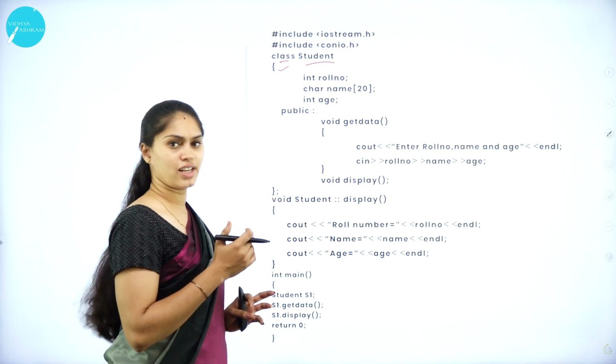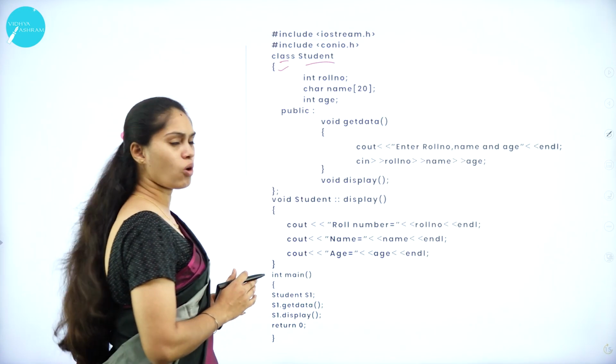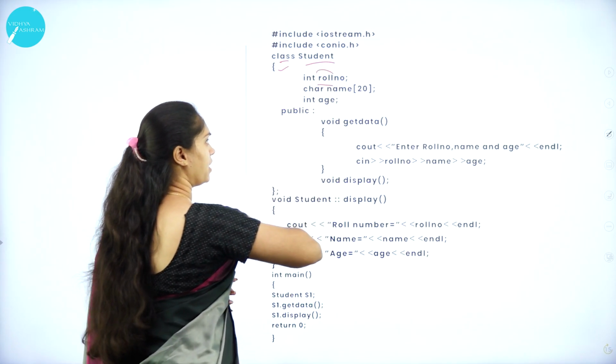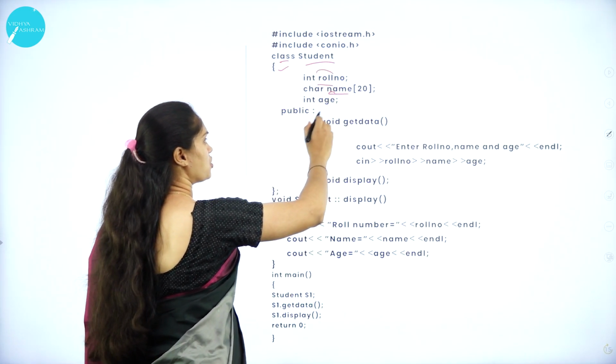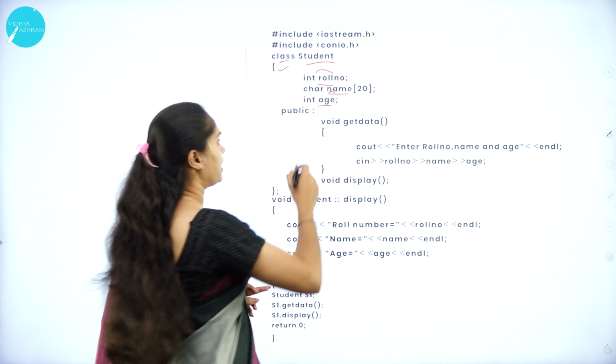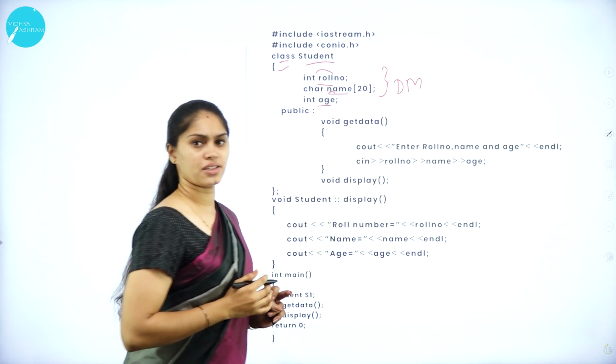So by default, it will take the data members as private itself. So what are the data members I am declaring? Roll number, which is of data type integer. I am taking the name of a student, and also the age of a student. So these three are the data members of a class called student.